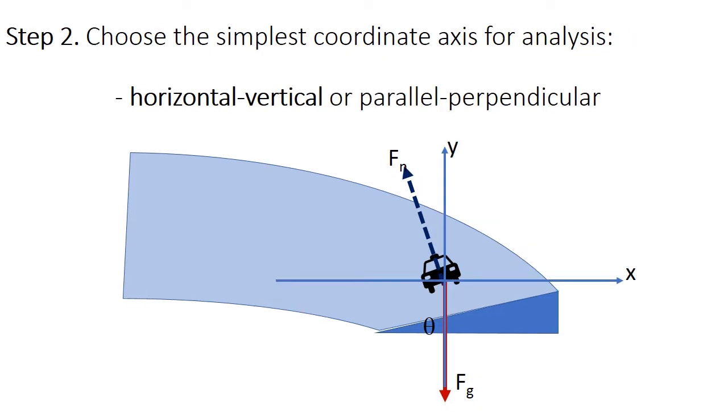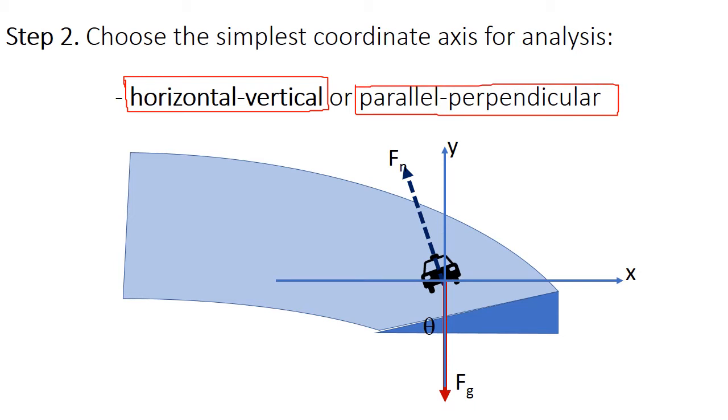So for the next step, we'll need to define a coordinate system for further force analysis. There are usually two ways of defining the coordinate system in physics. One way is the horizontal-vertical coordinate system, and the other commonly used way is the parallel-perpendicular coordinate system. So the best coordinate system in physics always depends on the motion of the object.